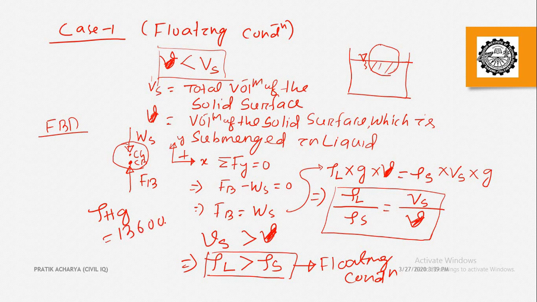Almost any body put into this mercury liquid will not submerge, it will float. So mercury is an example. The density of mercury is very high, so any solid body you put in will float in mercury.